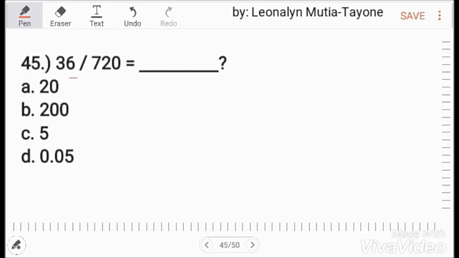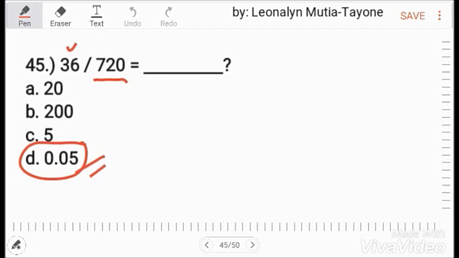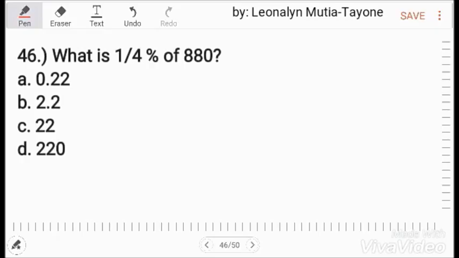Number 45. 36 over 720. Mas malaki ang denominator kaysa numerator. So, ang answer dito ay decimal. Isa lang naman ang decimal, letter D lang. So, the answer is letter D. No need na mag-solve.